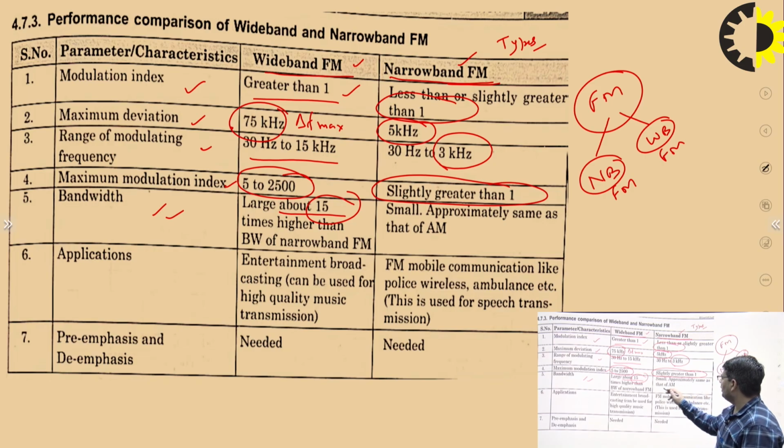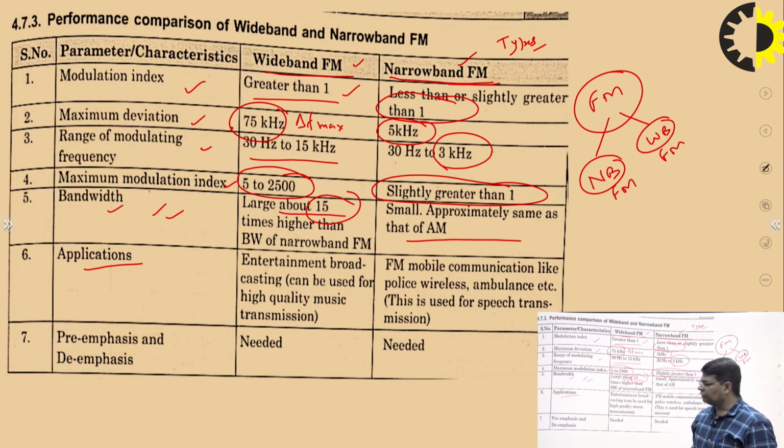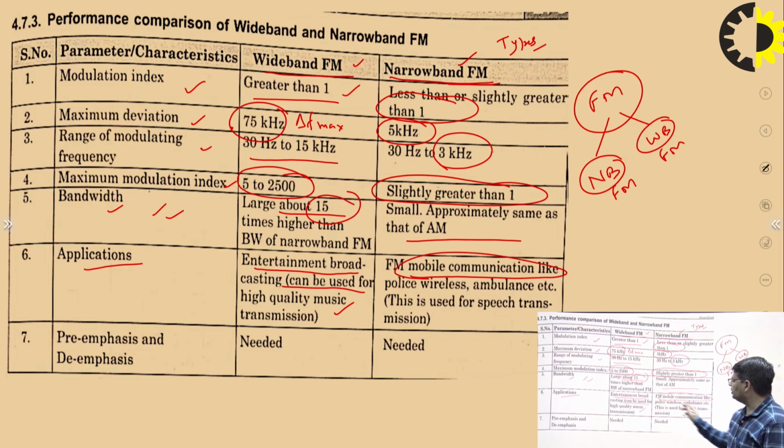In the case of narrowband FM, the bandwidth is approximately the same as that of amplitude modulation. The main applications are, as is clear from the bandwidth, that wideband FM is comparatively more suitable for entertainment applications or where the data rate requirements or quality requirements are high. So, this can be used for music transmission or entertainment purposes, whereas narrowband FM can generally be used for mobile communication, police wireless, ambulance systems, etc.